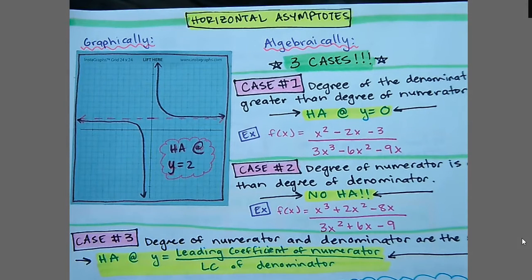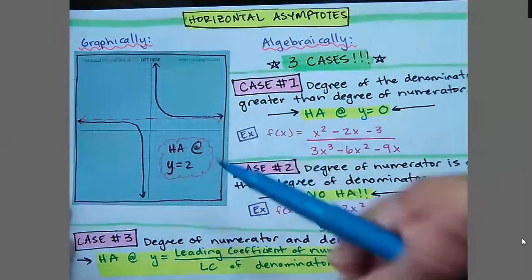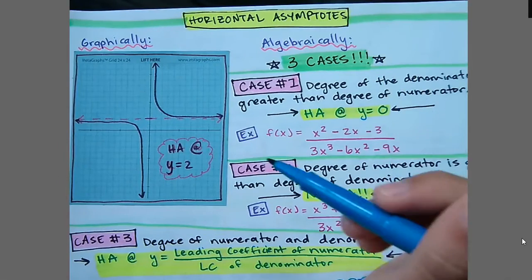All right, everyone, what we're going to be learning today is about horizontal asymptotes, and we're going to figure out how to determine what the horizontal asymptote is. We're going to look at it graphically and algebraically.